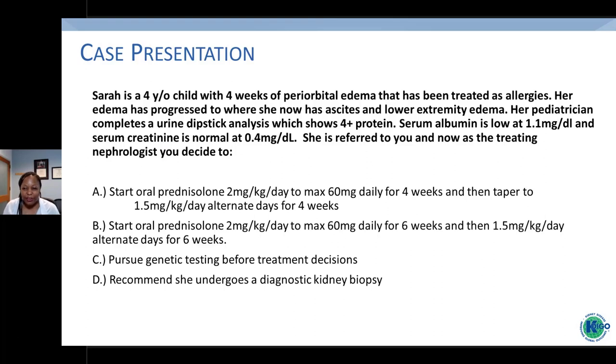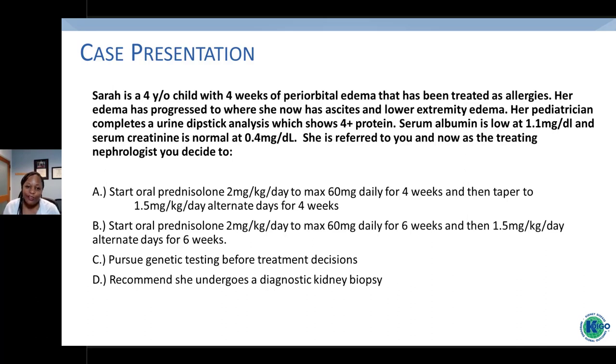So to help contextualize the discussion, I always like to start with a case presentation. So I'm going to give you Sarah, who is a four-year-old child who is presenting with 4 weeks of edema that's been treated as allergies, so a very common presentation. Her edema has progressed to now she has ascites, lower extremity edema. A urine dipstick analysis confirms high-grade proteinuria, her serum albumin is low, and her creatinine clearance is normal.